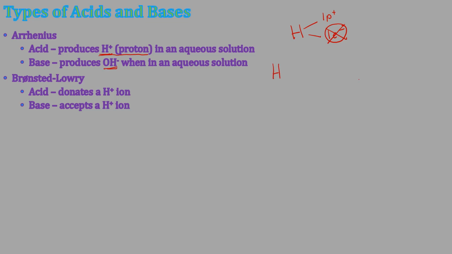So an acid would be something like HCl. If that is aqueous, then it is really H+ and Cl-, so it produces H+. And then a base is something like sodium hydroxide. It has hydroxide in it. When it's put in water, it becomes sodium ions and hydroxide ions. Both of these are 100% soluble. This is a strong acid, that's a strong base.